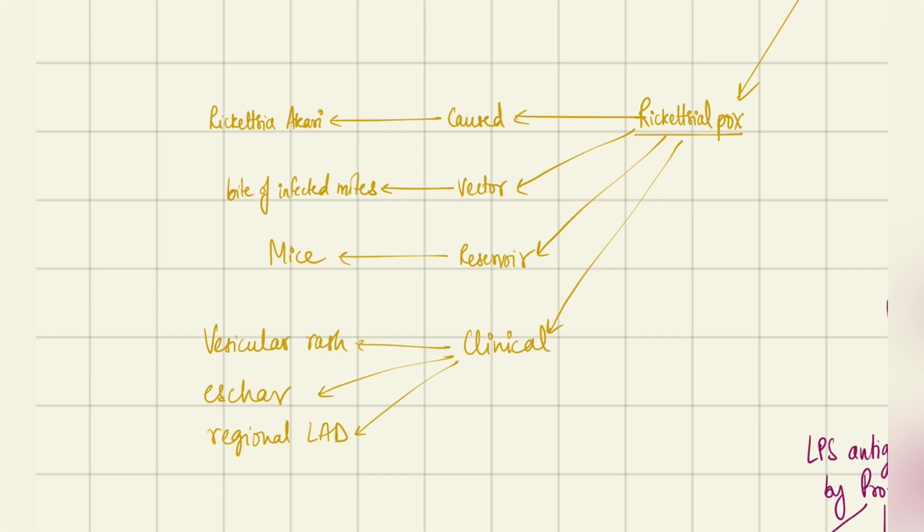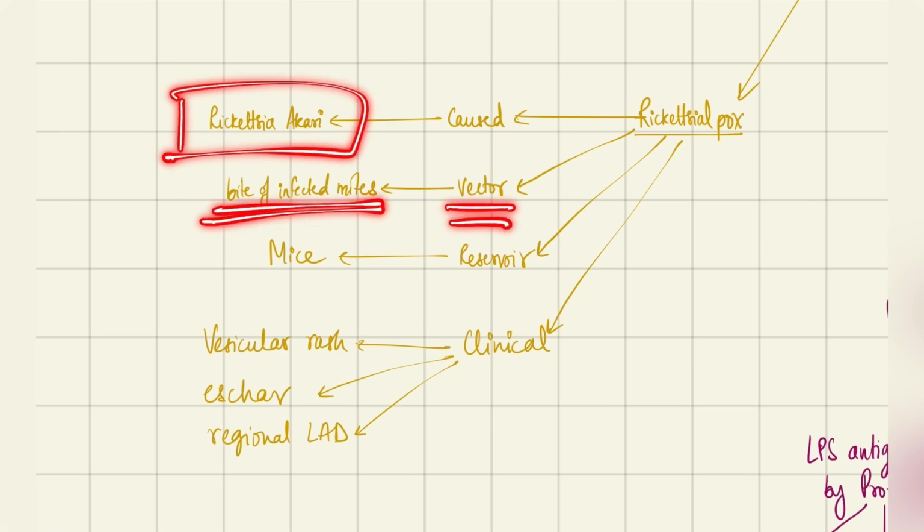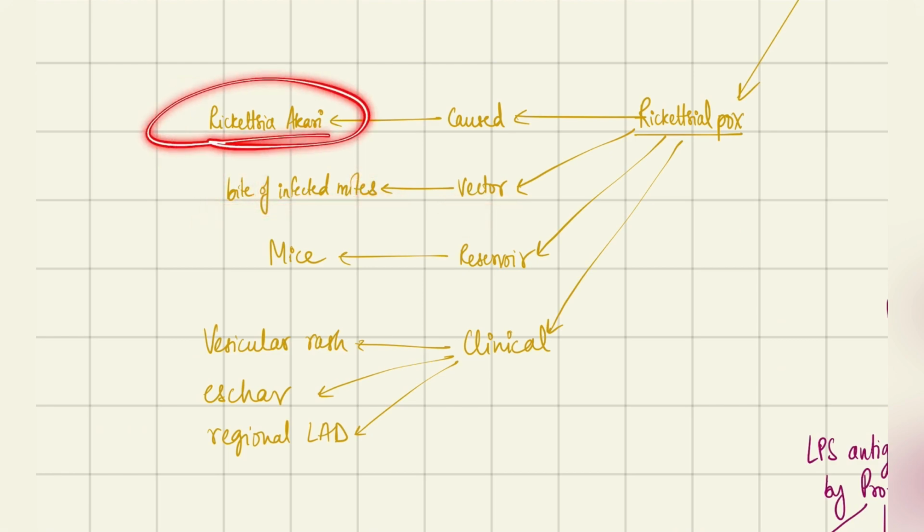Okay, you write these down multiple times and you'll remember all of them. It's not that hard. Just keep writing them down. Make mind maps if you want to. Rickettsial pox is by Rickettsia akari. The vector is bite of mite. If there's a bite, there'll be either tick or mite. We have mites here. The only mite out of all is here in rickettsial pox, the bite of infected mite, and the reservoir tends to be mice.